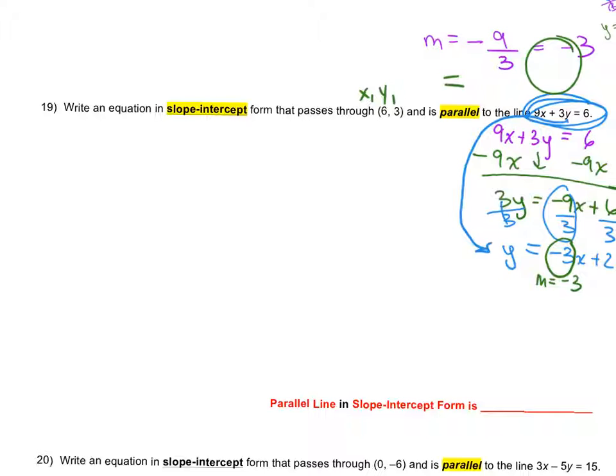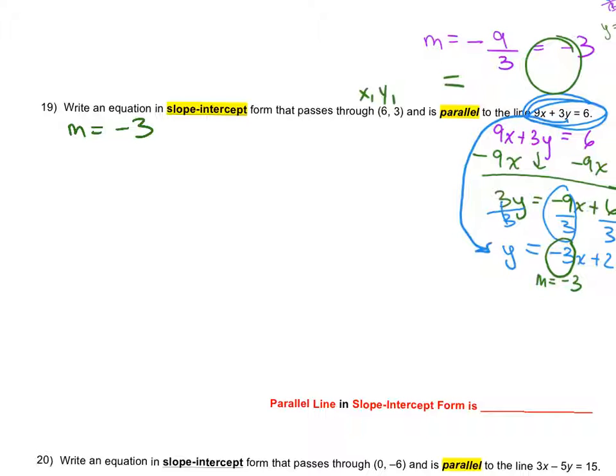Going back to our question. They want the equation in slope-intercept form. They give me the point, and they tell me I'm parallel to that 9x plus 3y guy. What does that mean about my new equation slope? It's the same, because it's parallel. So the slope of the new line is also negative 3, because I'm parallel to it.